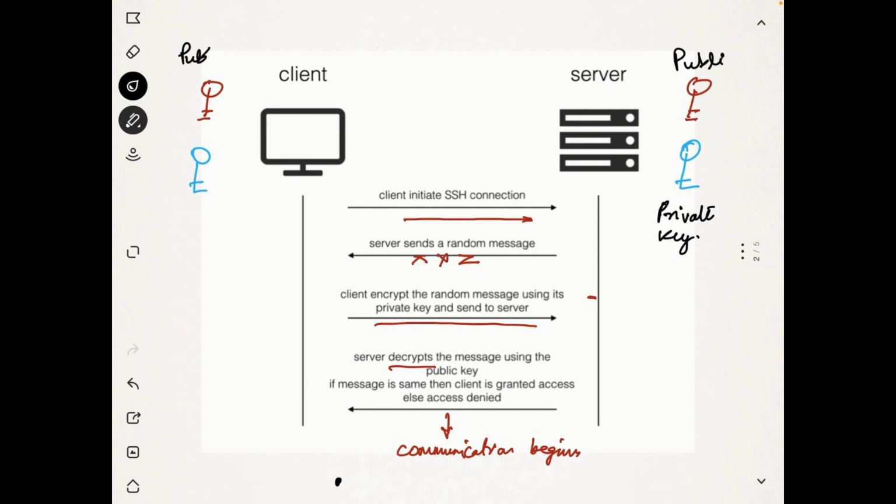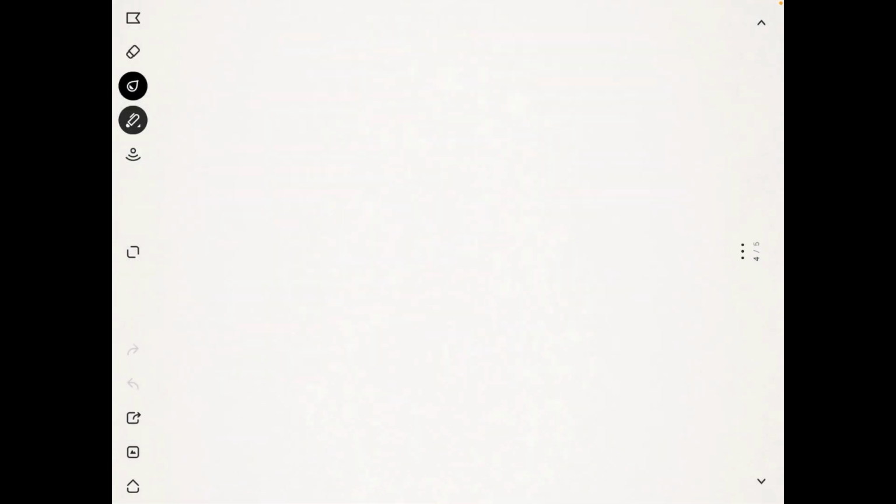So then what happens when the server sends a random message? The client then encrypts that message using the private key and sends it to the server, and then the server can decrypt it using the public key. And once the decryption is done, the real message and the message sent randomly match. That means the public key was the correct one that the client had. So that means it can be trusted, and that's how the communication begins.